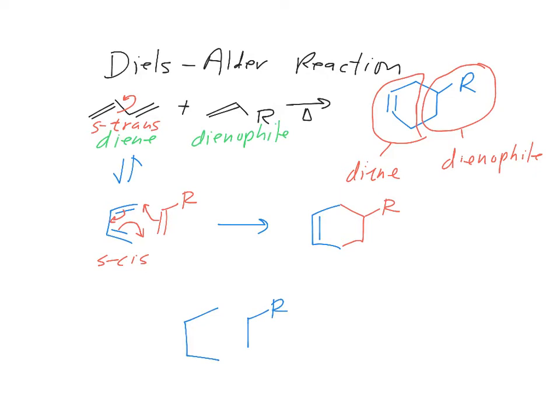And we're kind of breaking this pi bond down here, so it's partially a bond. We're forming this bond here. We're breaking this pi bond here. We're forming this sigma bond there. We're breaking this pi bond, and we're forming this pi bond. All right, so in the transition state, we have electrons that are being spread all the way around this.